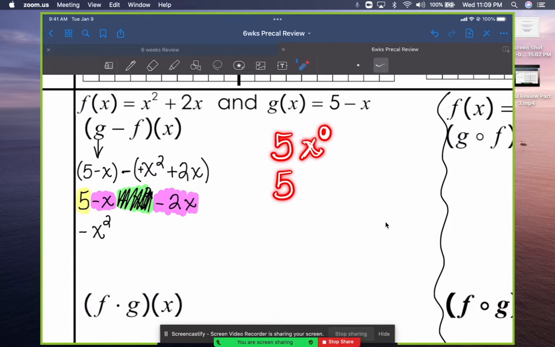Because any variable, any number, any value to the power of 0 is just 1. So 5 times 1 gives me 5. So the constants will always have the lowest exponent.